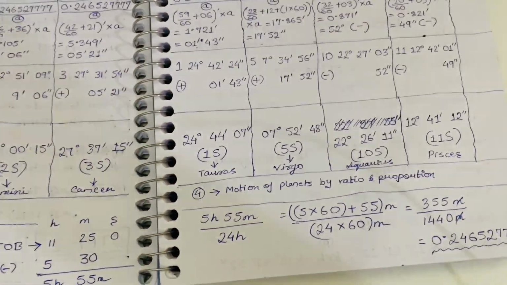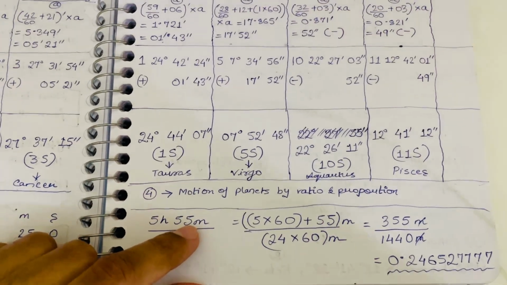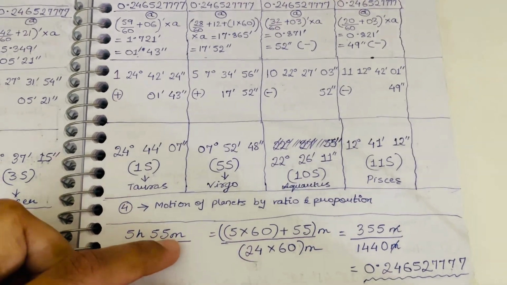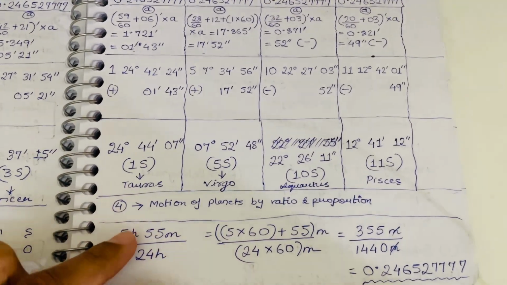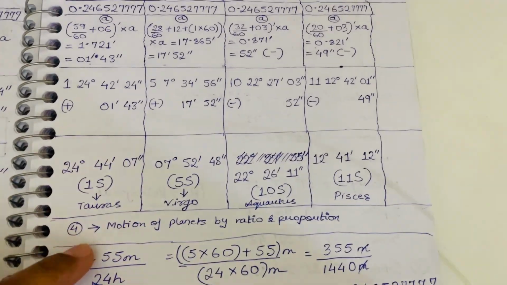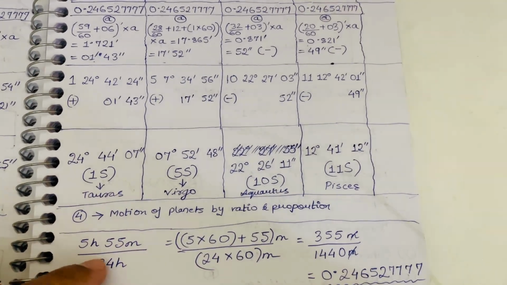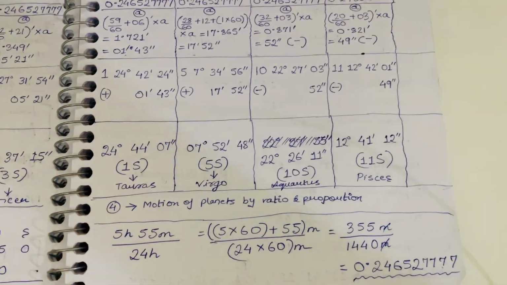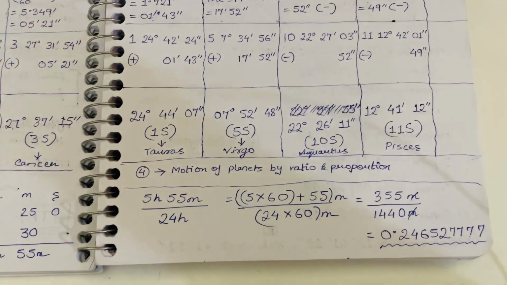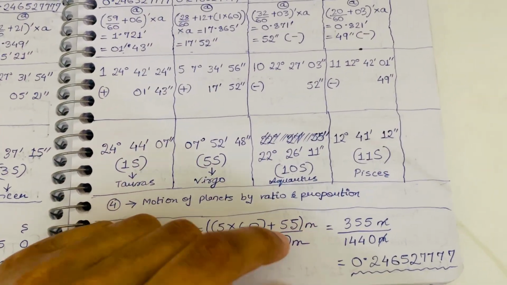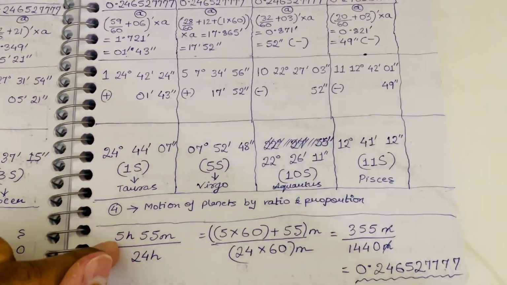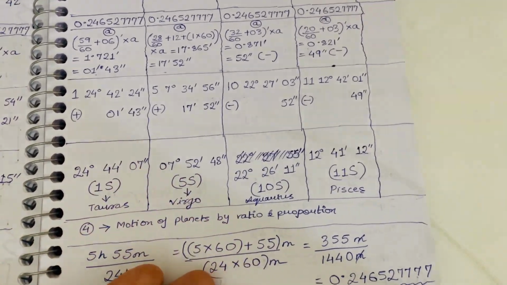So here you can convert this 55 minutes into hours, like 5 plus 55 by 60 divided by 24, or you can convert the hours into minutes, which I have done: 5 into 60 plus 55 divided by 24 into 60. Anyway, the unit for your numerator and your denominator needs to be the same. That is the simple ratio method, right? Then only the m and m will get cancelled, or the h and h will get cancelled, and you will be having a numerical value. So either you convert minutes into hours, or hours into minutes, and you do a simple division.